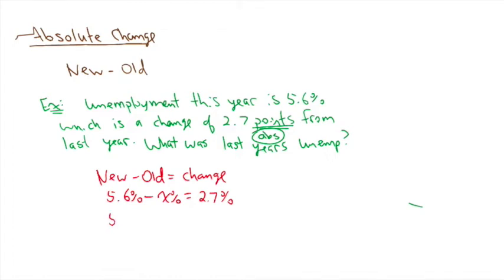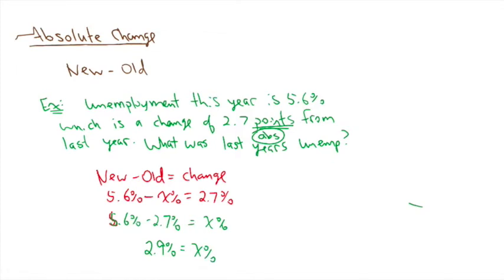So this is 5.6 minus 2.7 is equal to 2.9%. That's the actual answer. And I was wrong. Because the number on that thing is positive, that means your percentage actually went up. If it was negative, your percent would go down. So this becomes 2.9%. So last year, the unemployment would have been 2.9.